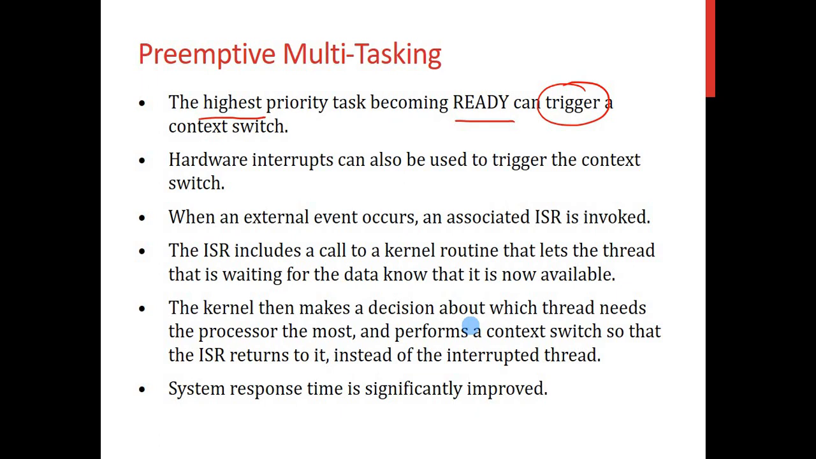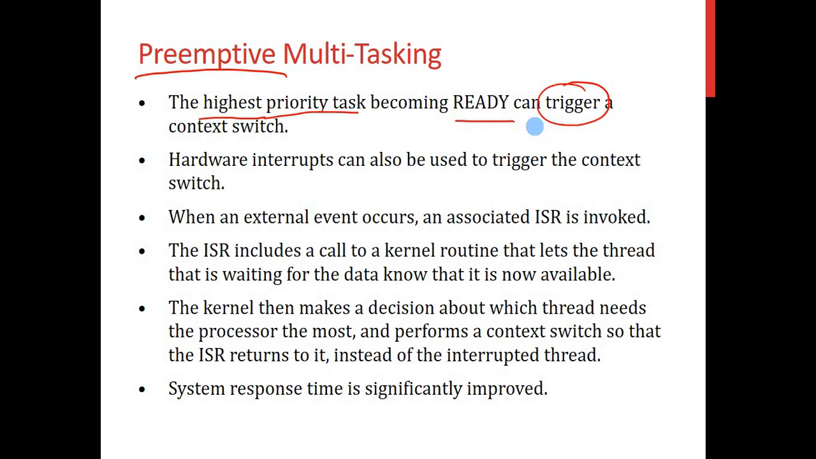Of course, for systems that have very strict timing constraints, such an approach that we saw earlier is not practical. So the whole idea is you want to switch to a preemptive multitasking system. In a preemptive system, the highest priority task that becomes ready can trigger a context switch.